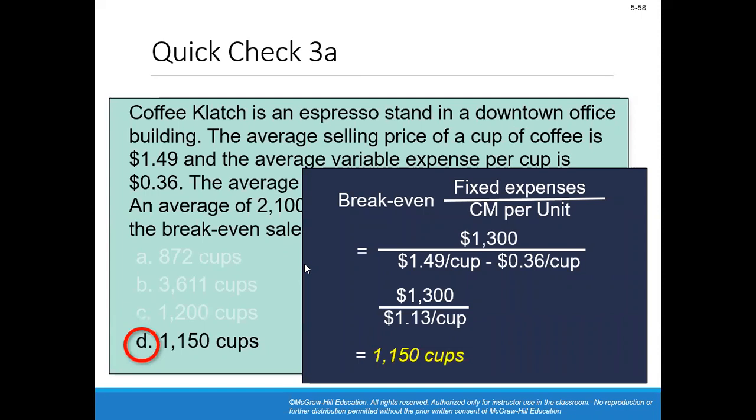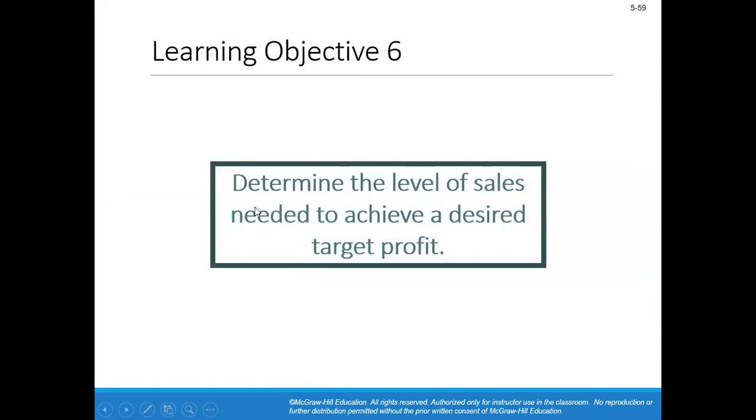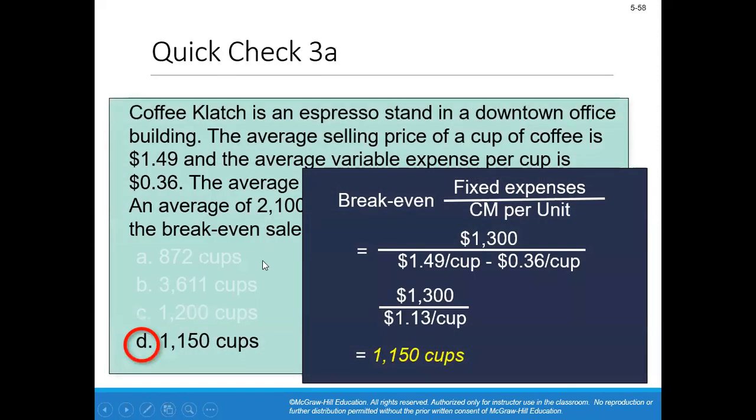Now, we'll look at learning objective 6 in the next class.